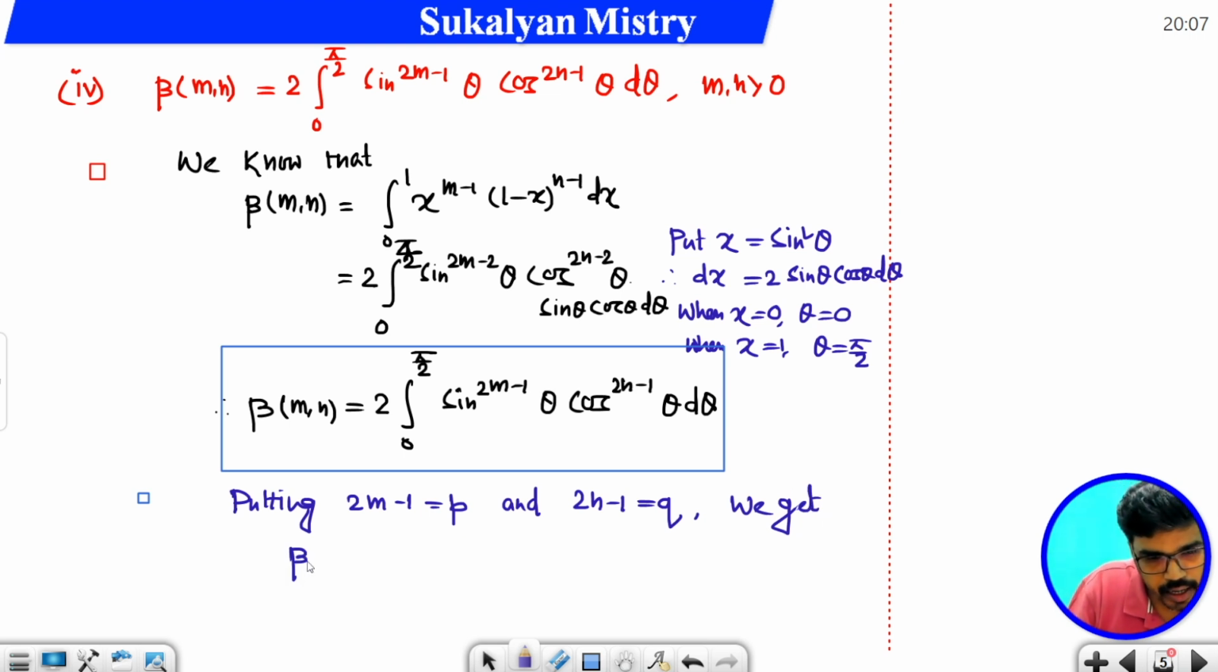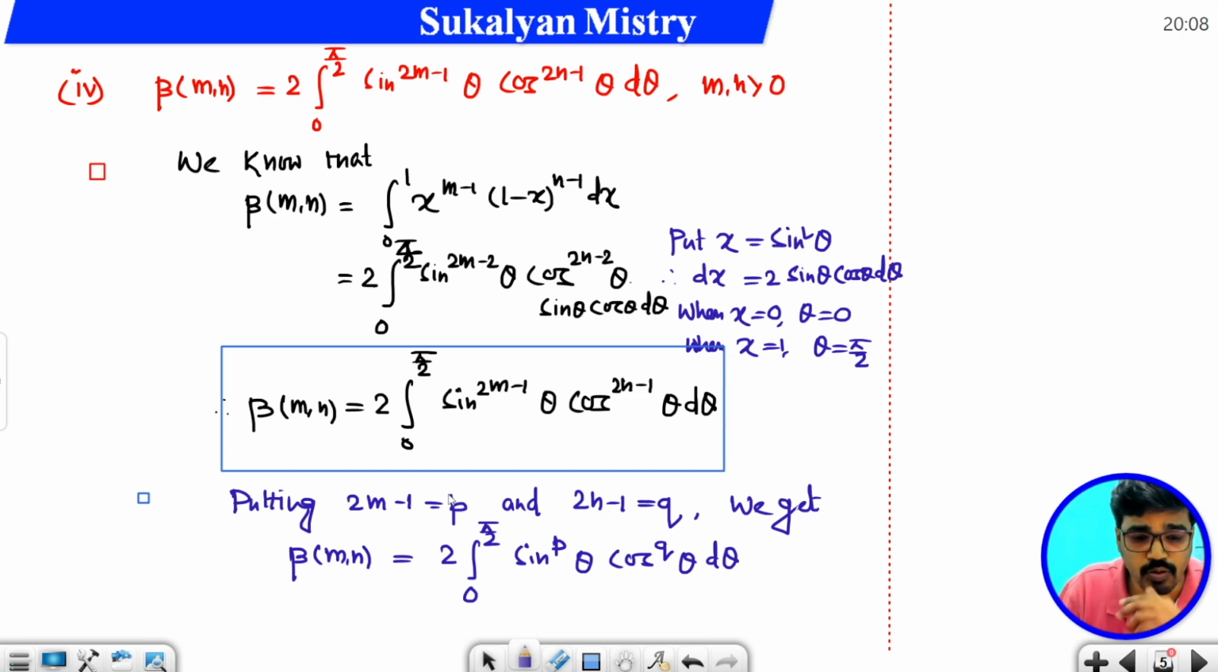Beta m comma n equals 2 integration 0 to pi by 2 sin to the power 2m minus 1, which we consider as p, sin to the power p theta, cos to the power 2n minus 1, which we consider as q, cos to the power q theta d theta.